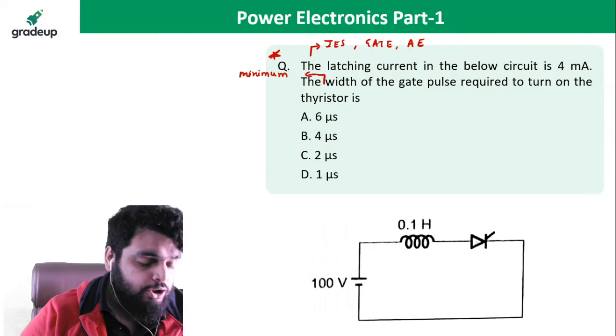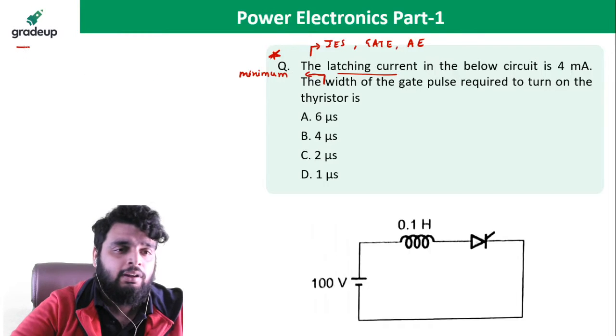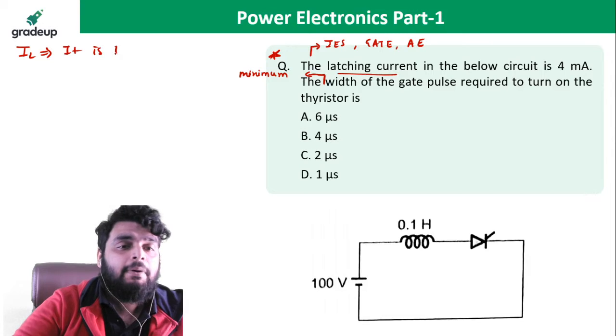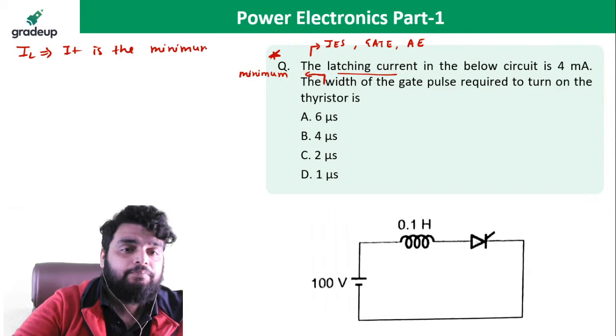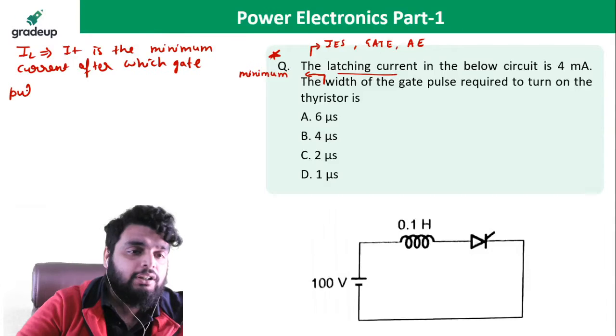To understand this question, first of all, you should know what is the meaning of latching current. Latching current is the minimum current after which the gate pulse can be removed.